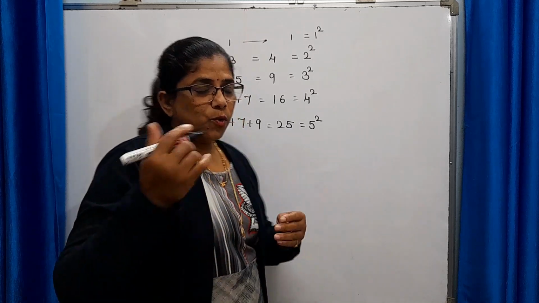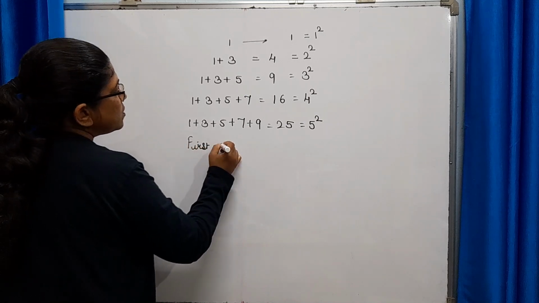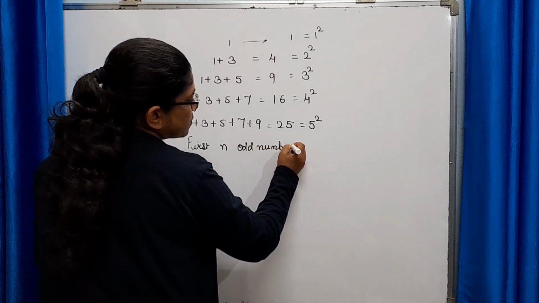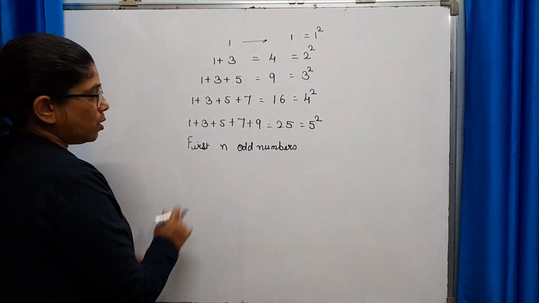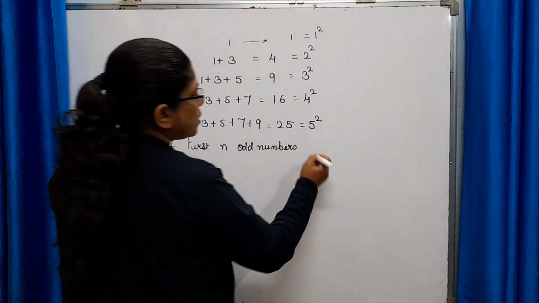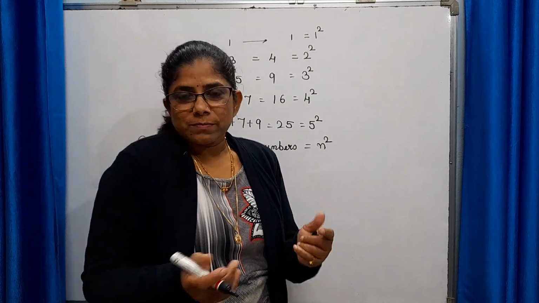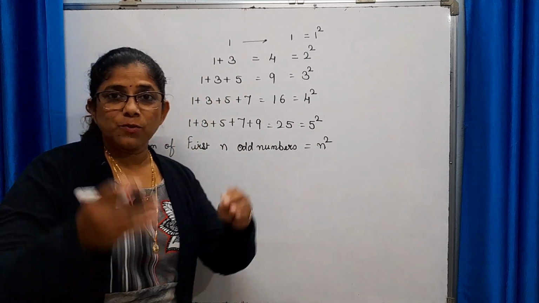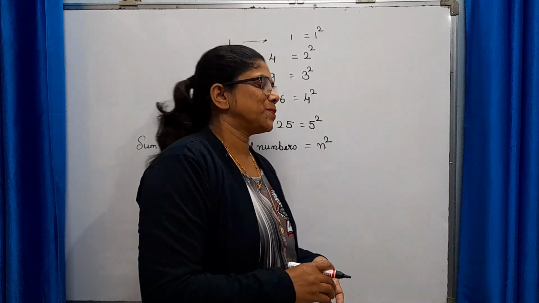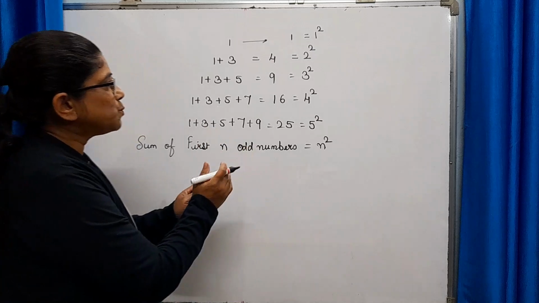So what can we conclude from this? If we add the first n odd numbers, starting from 1, the sum of the first n odd numbers is n square. So this is the first fact of this video, not the first fact of squares and square roots. I have already explained many facts in the previous 3 videos. This fact was quite interesting and quite simple. Let's move to the next fact.